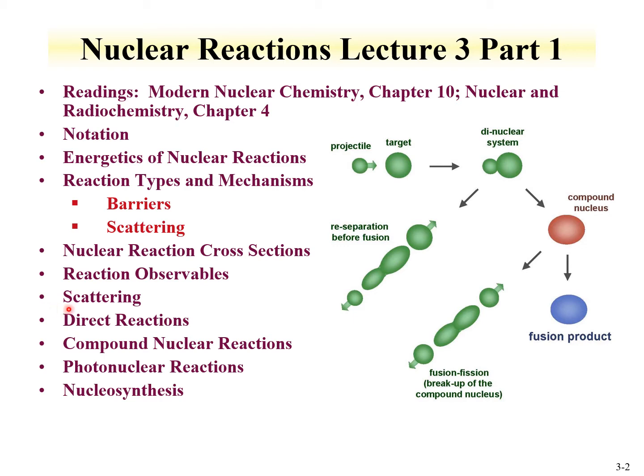We'll discuss scattering in more detail, and then we'll talk about the types of nuclear reactions that are present, either direct reactions, compound nuclear reactions, reactions of photons with nuclei, photonuclear reactions, and we'll end this lecture on nucleosynthesis. The nucleosynthesis is really the key and focal area of the lecture on nuclear reactions because nucleosynthesis describes the formation of elements. And for radiochemistry, one can look at nucleosynthesis as a route for the production of synthetic elements.